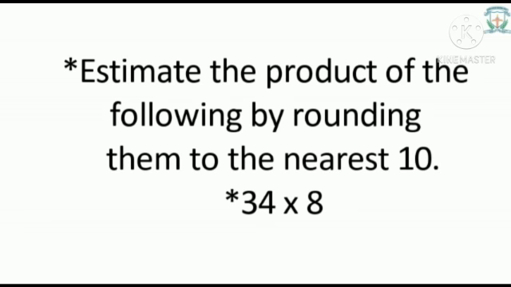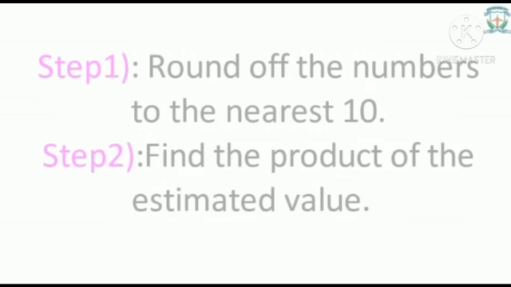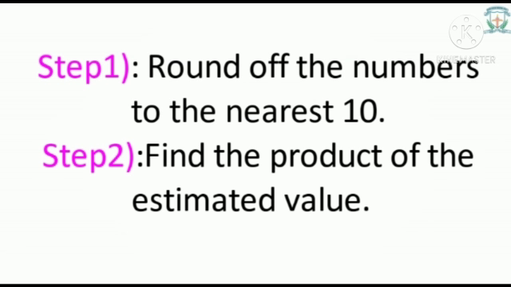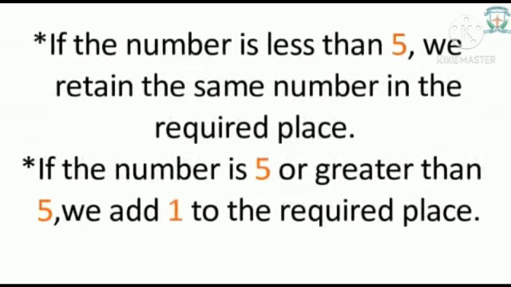34 into 8. Step 1: round off the numbers to the nearest 10. Step 2: find the product of the estimated values. Let us know the rule of estimation. If the number is less than 5, we retain the same number in the required place. If the number is 5 or greater than 5, we add 1 to the required place.